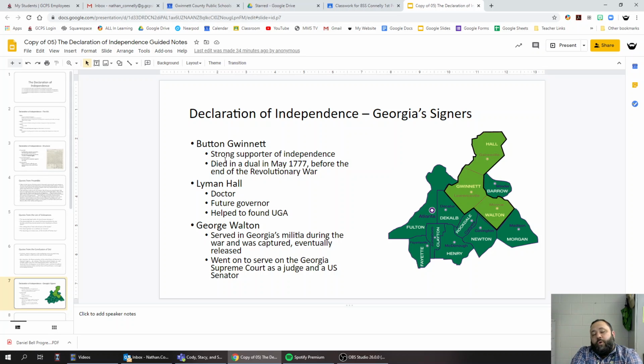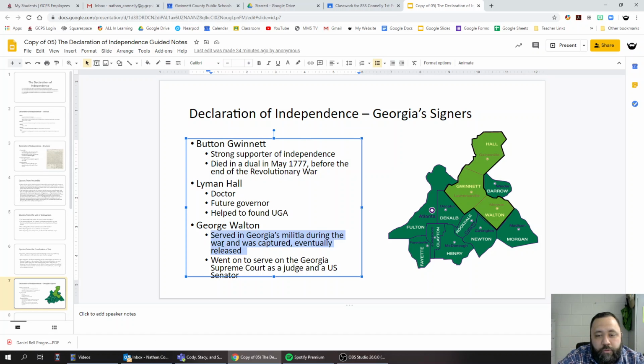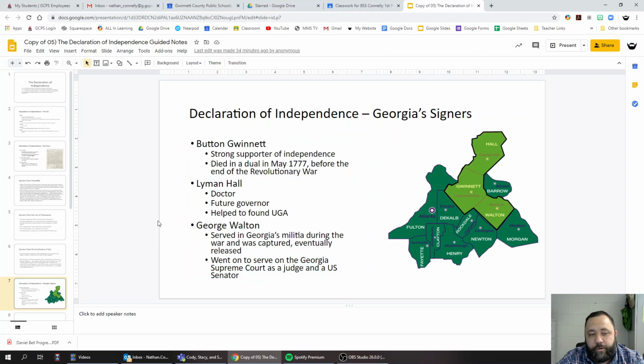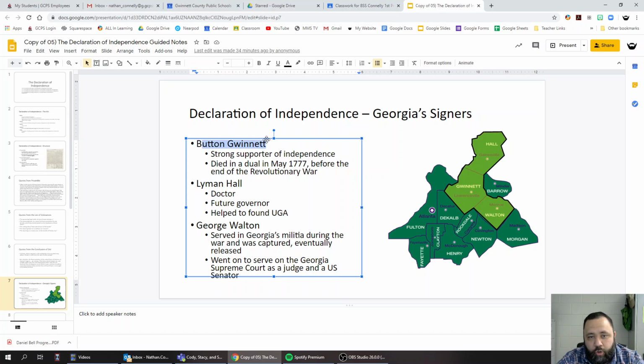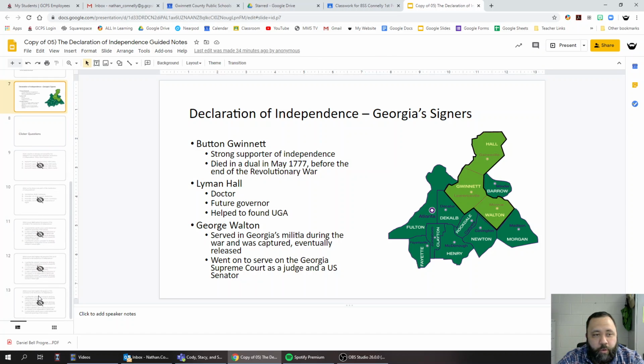Lyman Hall and George Walton, they would both become very influential in Georgia's state politics after the war is over. Lyman Hall is a doctor, future governor. He would help to found the University of Georgia, which we're going to learn about in the next unit. And then George Walton, he was a military leader, and he would go on to serve as a Supreme Court judge and a senator. Okay, at the end of the day, if you live in Gwinnett, you're going to learn about Button Gwinnett. Okay, so you need to remember that for the test and going forward.